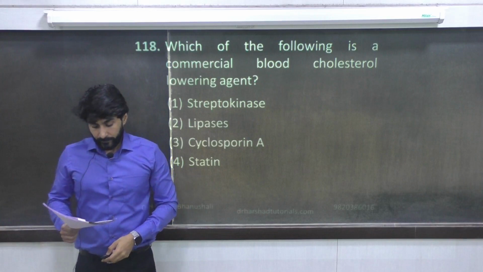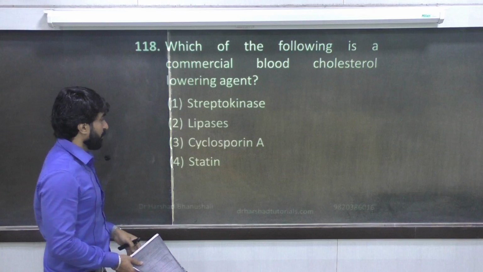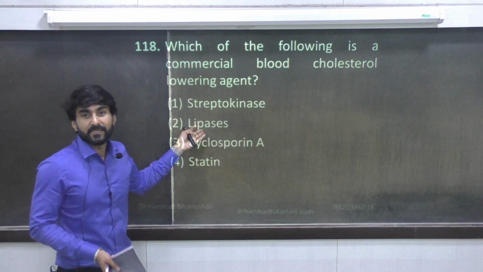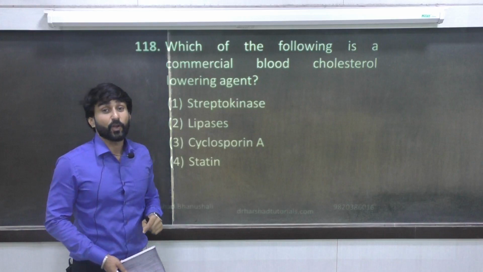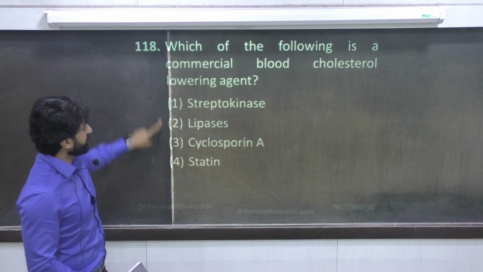We go to the next question, that's 118. Which of the following is a commercial blood cholesterol lowering agent? Again, something pretty straightforward. You know that statins are used for the control of blood cholesterol. Lipases are enzymes which are used in dry cleaning. Streptokinase, if you remember, is a clot buster. Cyclosporin A is an immunosuppressive agent. Statins are used for reducing cholesterol, and they have asked about that. For 118, our answer would be statement number 4.